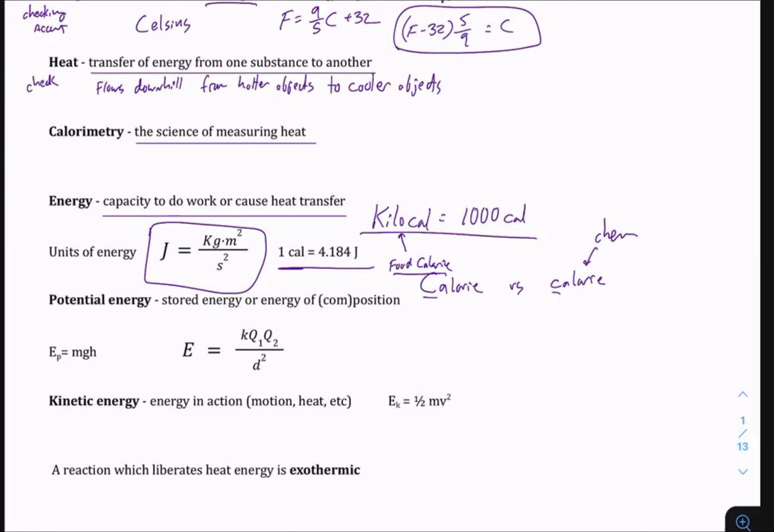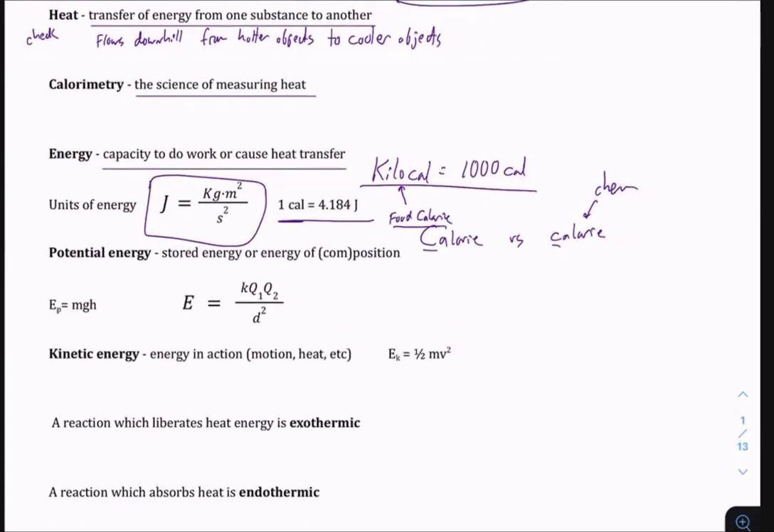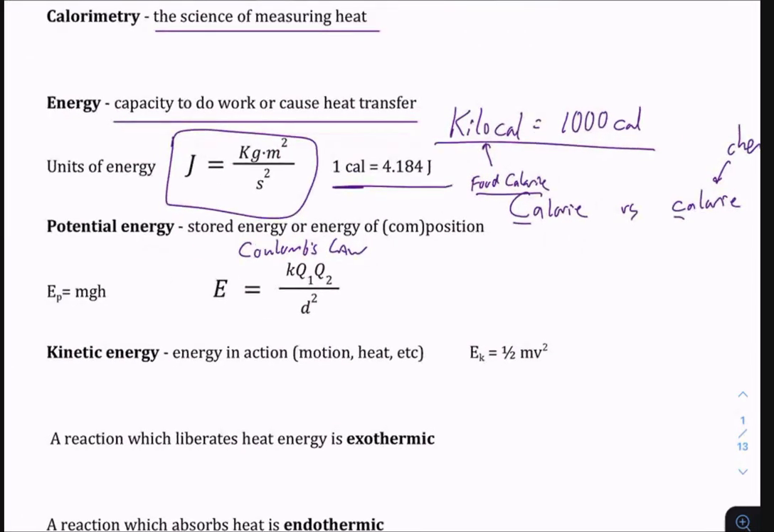Potential energy: mass times gravity times height is one way of calculating potential energy in physics. Another way to calculate potential energy is through Coulomb's law. Coulomb's law is based on charges and distance, the distance between the charged bodies. So whenever we cite Coulomb's law, this is a situation where you have two things that have charge and they are some distance from each other.